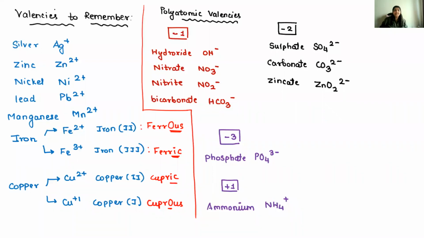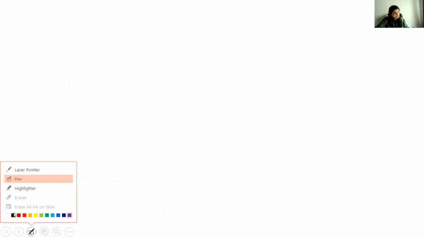So let us now go to the formulas, how to make the formula from this. Let us write today's making formula set 2. Number 1, suppose I want to make zinc chloride. First I will write the symbols, that's my step 1. The symbol for zinc is Zn, chloride is Cl.